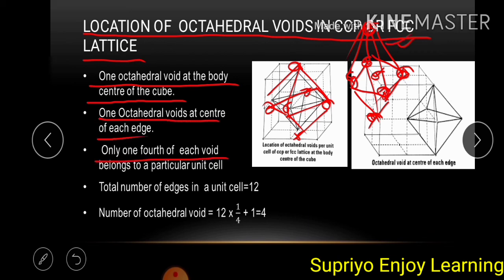Only 1/4 of each void belongs to a particular unit cell. Total number of edges in a unit cell is 12. Each edge has one octahedral void and whose contribution is 1/4 to a particular unit cell. So total contributions from 12 edges is 12 into 1/4, and the number of octahedral voids is equal to 12 into 1/4 plus 1, that is 4.